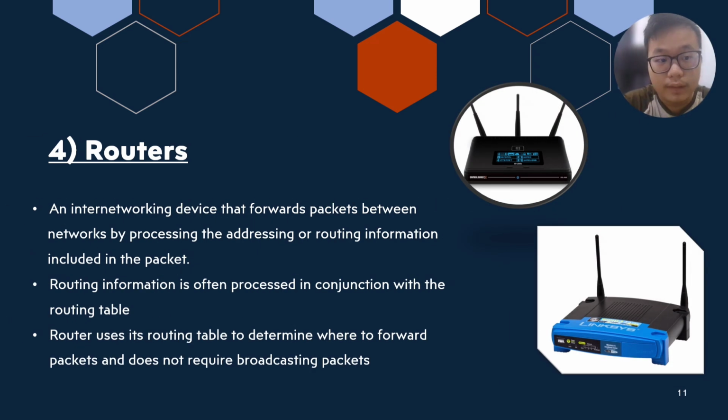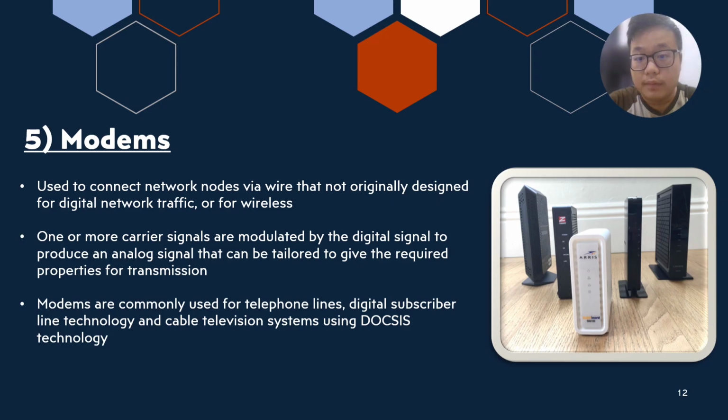So for the fourth, I will share about routers. They are internetworking devices that forward packets between networks by processing the addressing or routing information included in the packets. The routing information is often processed in conjunction with the routing table. So we will share about one of them. They are commonly found in our daily life too.